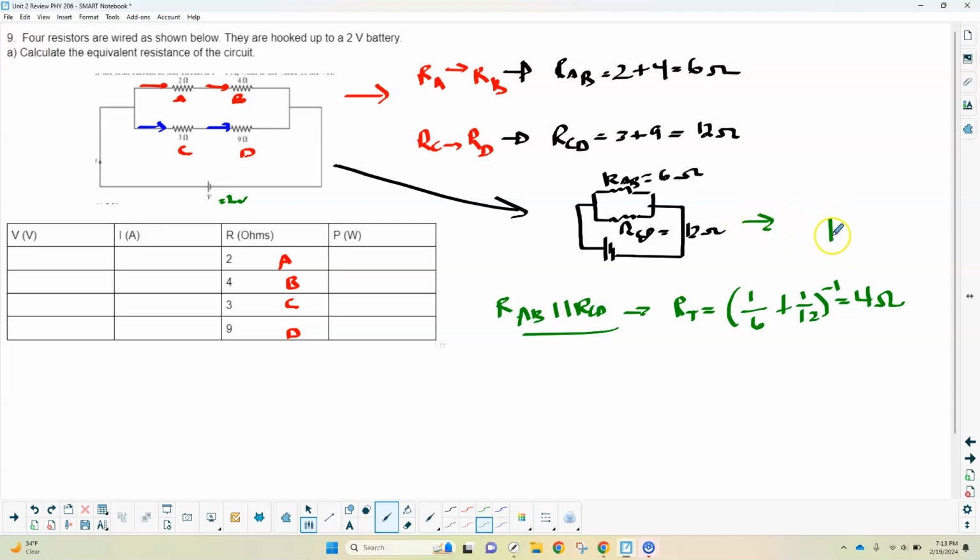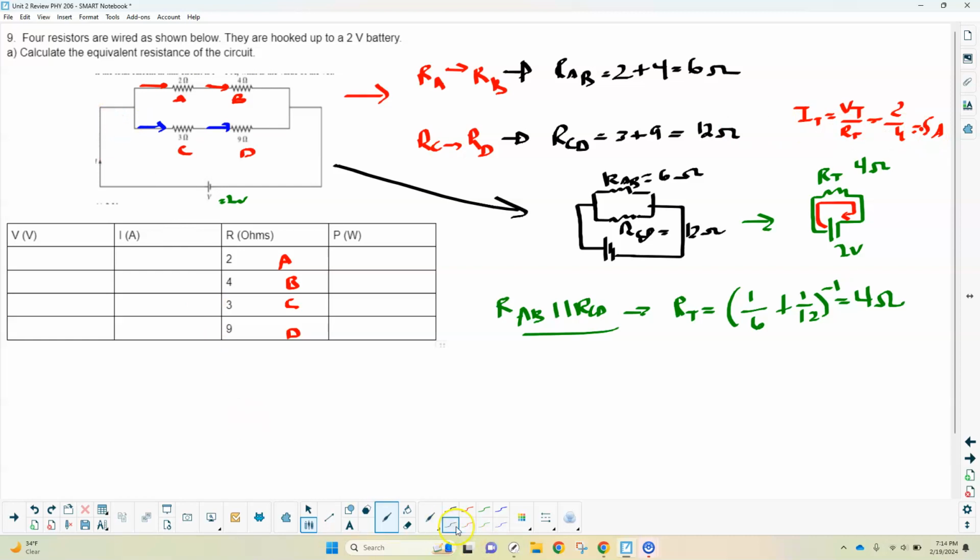The circuit will change into a circuit that looks like this. That's my battery, that's my total resistor, and we're in pretty good shape. This is 2 volts and this is 4 ohms. If I wanted to check for the current, I would use Ohm's law. The total current is the total voltage, VT over RT, so it would be 2 over 4, which would be a half. So we have a half amp of current going through the circuit.